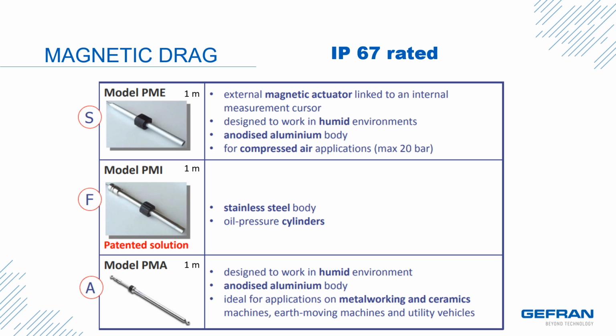The PMI model is designed for use inside oil pressure cylinders, which requires high strength. It has a stainless steel body and can work continuously in pressures up to 250 bar. It has internal flanges or external threads to guarantee mechanical compatibility with all principal cylinder types. The PMA model is similar to the PME, only with self-aligning ball joints. It comes only with cable output and is ideal for utility vehicles, construction equipment, agricultural equipment, or any application where the angle of the drive axle changes constantly.